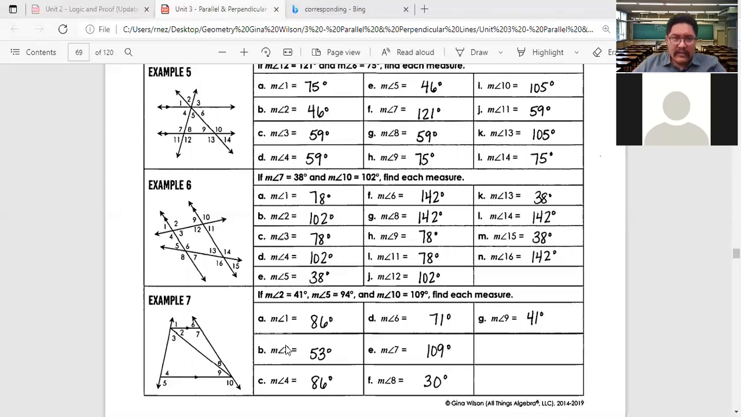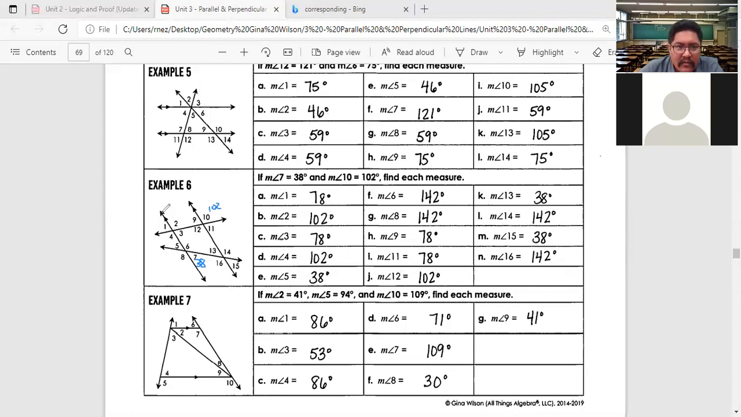All right, so let's use our givens. Oops, I don't know why it keeps wanting to make me switch the line. Okay, angle 7. What is 7? That would be 38. And angle 10 is 102, so I'm going to put 102 right here.